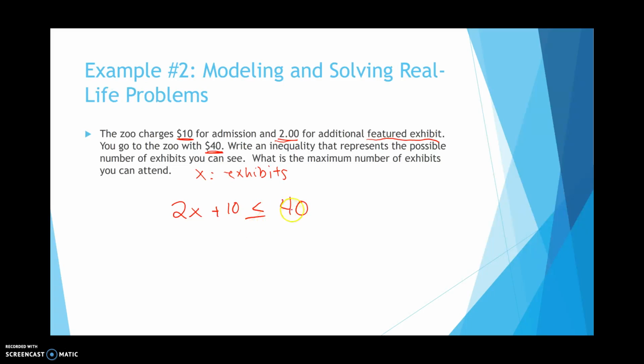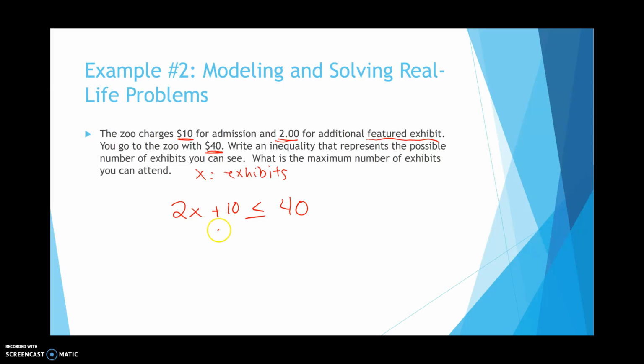The reason it's less than or equal to is you can't exceed $40, because $40 is the maximum amount of money you have for the zoo. So our inequality for this is 2x + 10 ≤ 40. Now we need to solve this inequality.